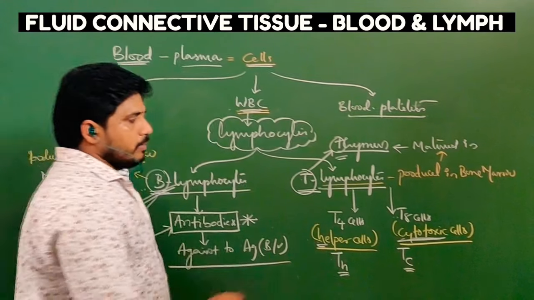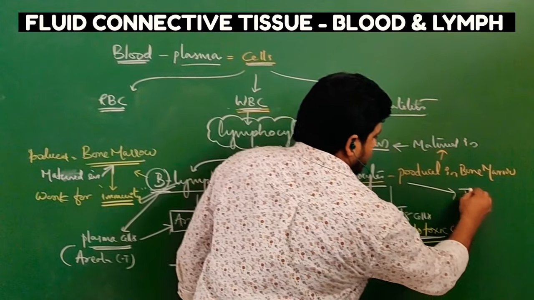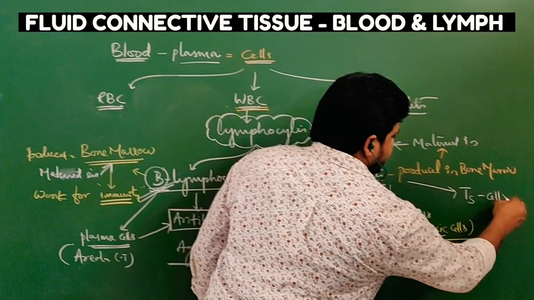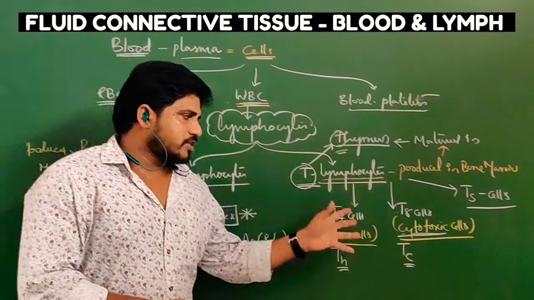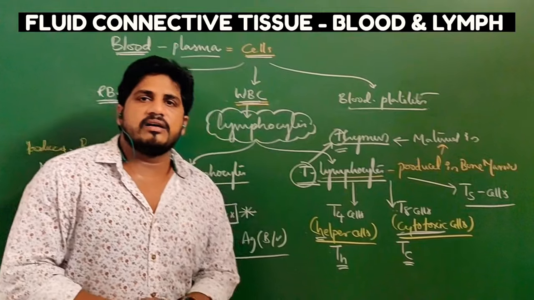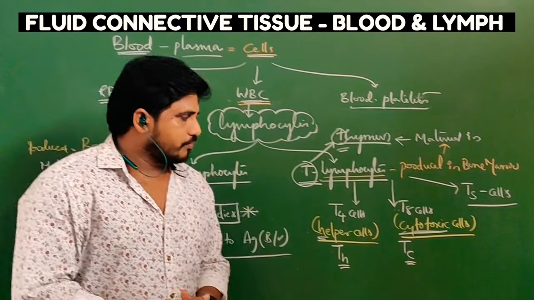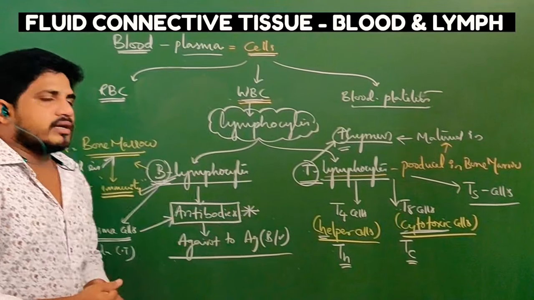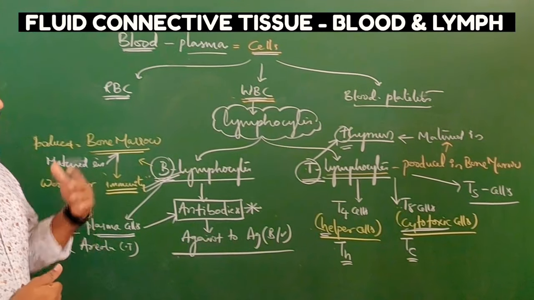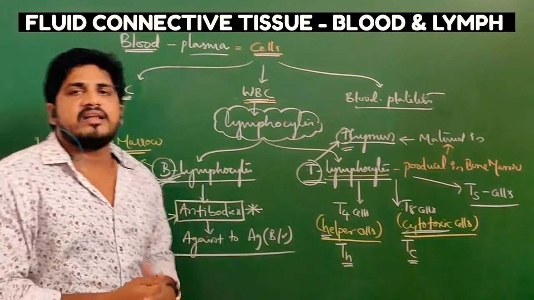These two are controlled by another type of cells. They are called TS cells, that means T suppressor cells. Functions and their structures we will learn in Human Health and Disease, that is the second PUC chapter. Now this completes the data of WBC, and we have discussed WBC and RBC.